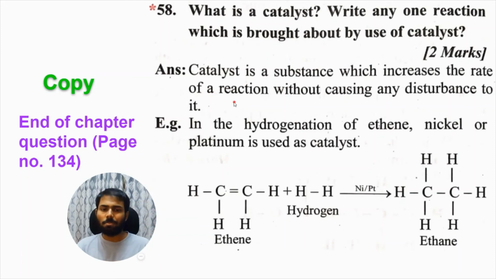ओके, example, they have given the example of hydrogenation. What is hydrogenation? When hydrogen gets added to ethene, it becomes ethane in the presence of nickel or platinum. So nickel or platinum is catalyst. इन दोनों की वजह से speed of reaction increase होने वाला. Okay, so very simple question. You've used it so many times.